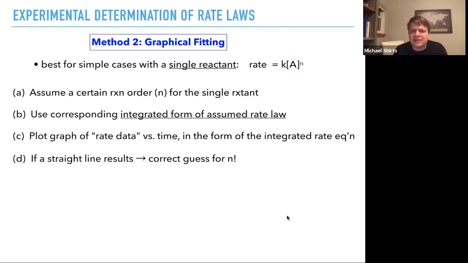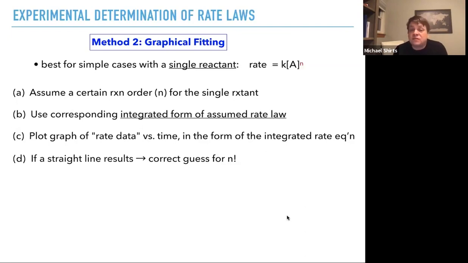It's best for simple cases with a single reactant. If there are multiple reactants, it's not this simple, and you have to fit to other curves. But in the case of a unimolecular reaction, where the rate is equal to k times the concentration of your single reactant to some power, this can illustrate what those rates are.